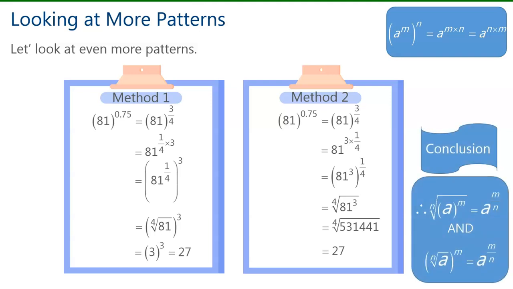So here's our conclusion. The nth root of a to the m, where the radicand is a to the m, is equal to a to the exponent m divided by n. And the nth root of a all to the m is also equal to a to the exponent m divided by n.